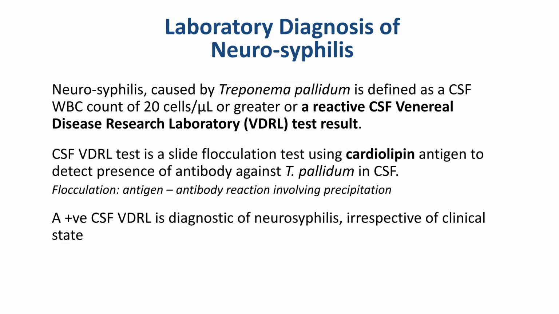However, the CSF VDRL has limitations. While it's highly specific, meaning a positive result reliably indicates neurosyphilis, it has relatively low sensitivity, detecting only about 50 to 70% of neurosyphilis cases. Therefore, a negative CSF VDRL doesn't completely rule out neurosyphilis. Serum treponemal tests, such as FTA-ABS or treponemal-specific antibody tests, should also be positive, as these remain positive for life after syphilis infection.